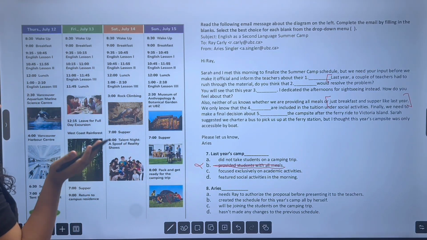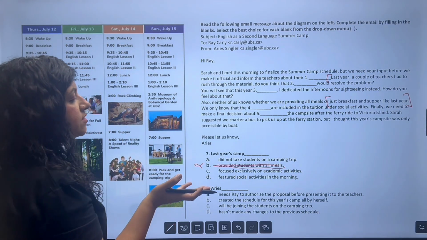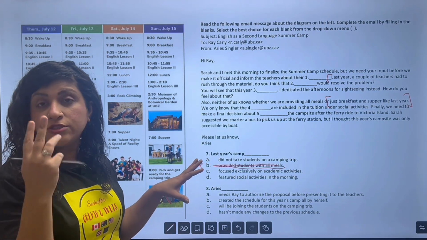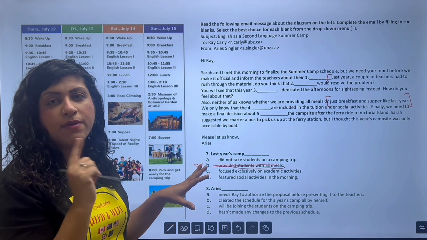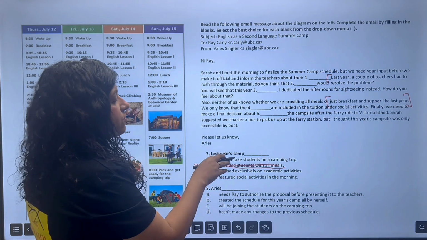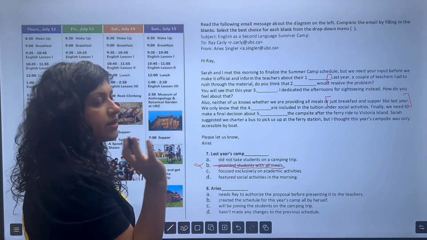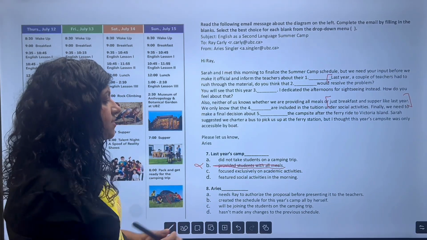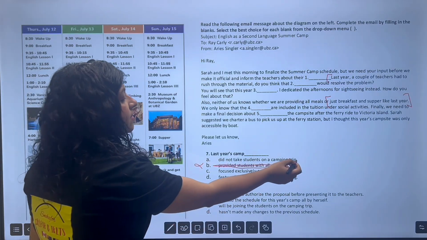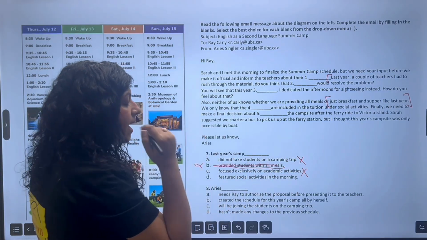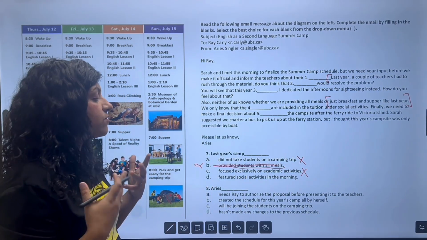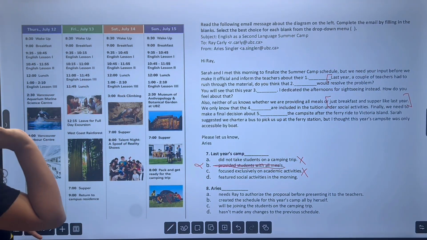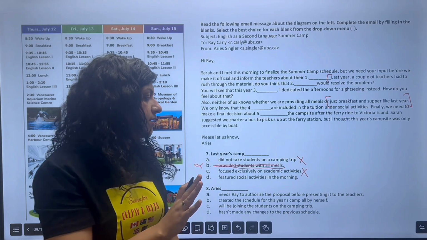Focused exclusively on academic activities or did not take students on a camping trip. Now these two mean one and the same thing, and two options cannot be my answer. So if I say did not take students on a camping trip, or if I say focused exclusively on academic activities, they mean one and the same thing, so they cannot be my answers. And we don't know whether last year it focused exclusively on academic activities or not. It's nowhere given. This comparison has not been made clearly.